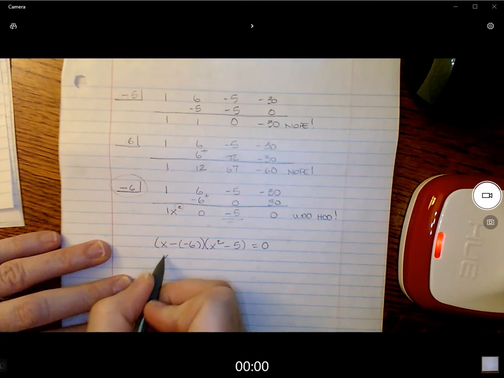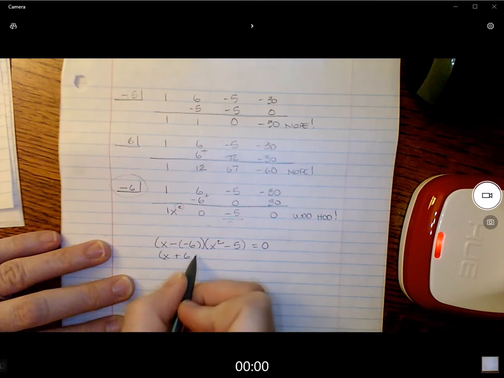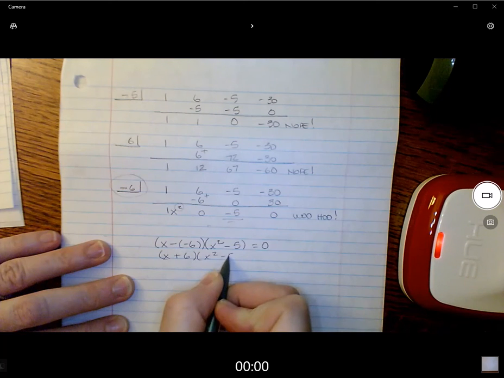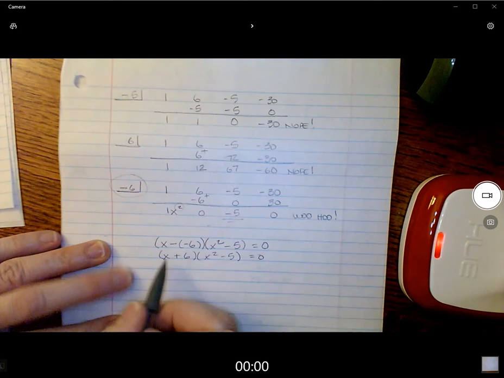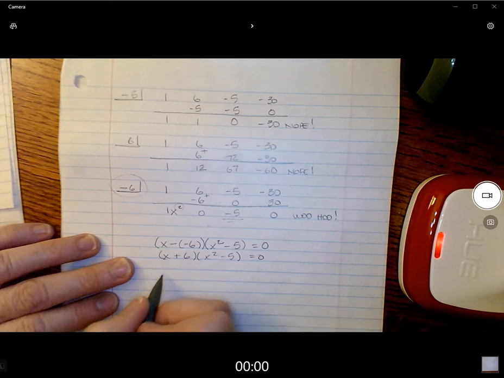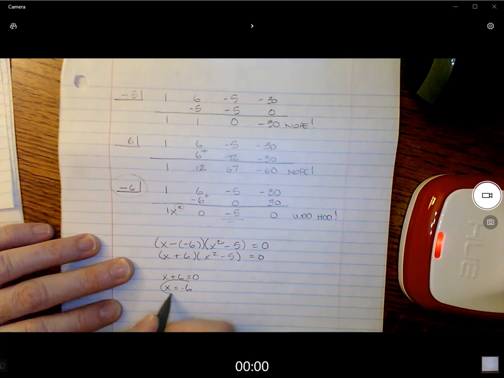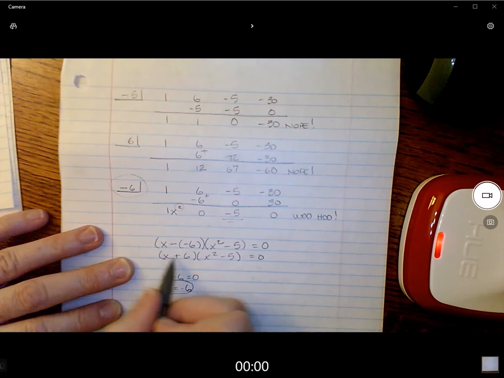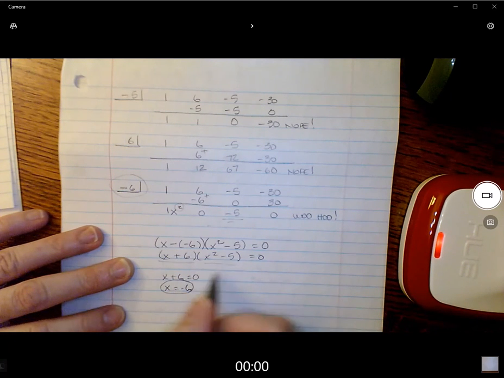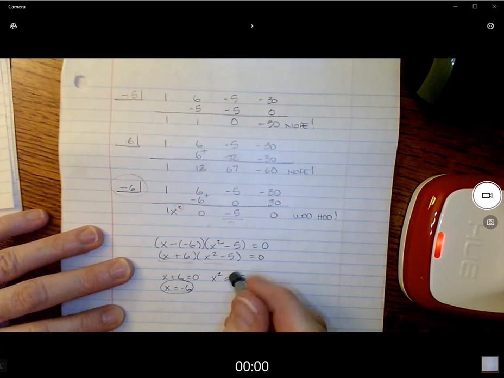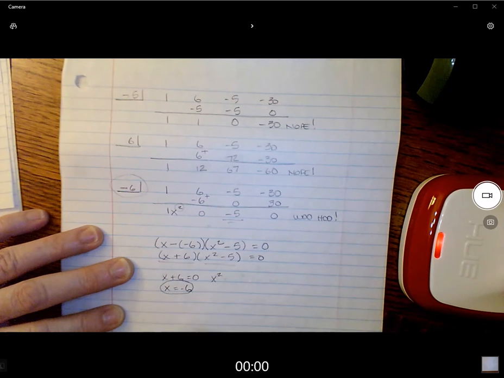So this thing is the same thing as x plus 6. X squared minus 5 equals 0. So what plus 6 equals 0? X plus 6 equals 0 is the same as x equals negative 6, right? And then, so that's the root for this particular factor. What about this one? We could say x squared equals negative 5, right? Let's just show all the steps.